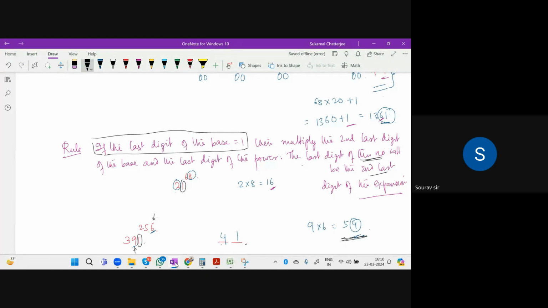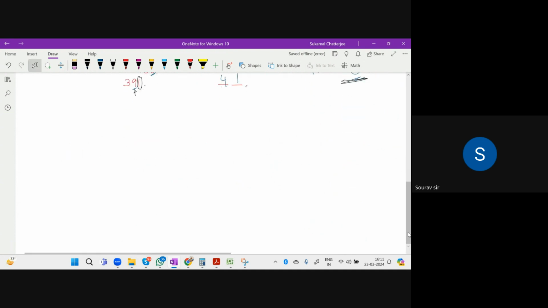All you have to see is that the last digit of my base is 1. If the last digit of the base is 1, then just take the digit before that in the base and the last digit of the power, multiply them with 2 and take the last digit of that number, put it as the second last digit of your expansion, and the last digit will be 1. Simple as that.